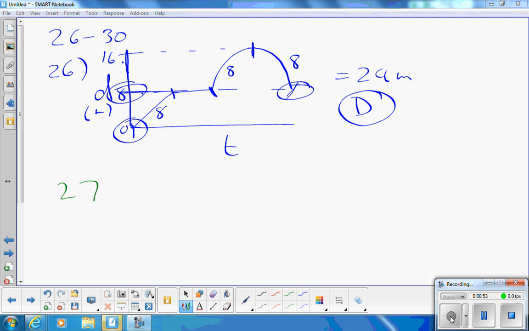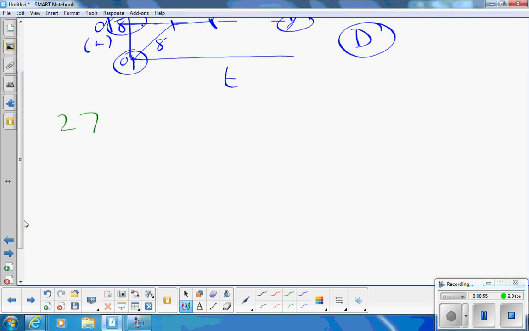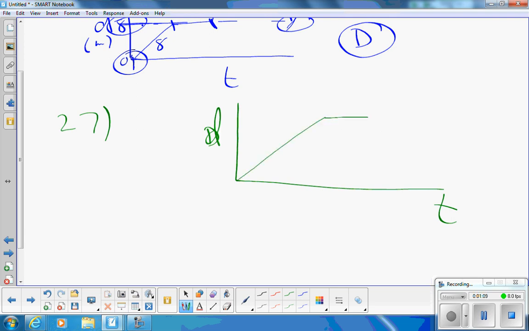27. Oh, where are we? 27. Okay, another graph, which the next three are based on. Displacement versus time. I go blah, blah, this funky little curvy thing, and then down at a straight line like that.